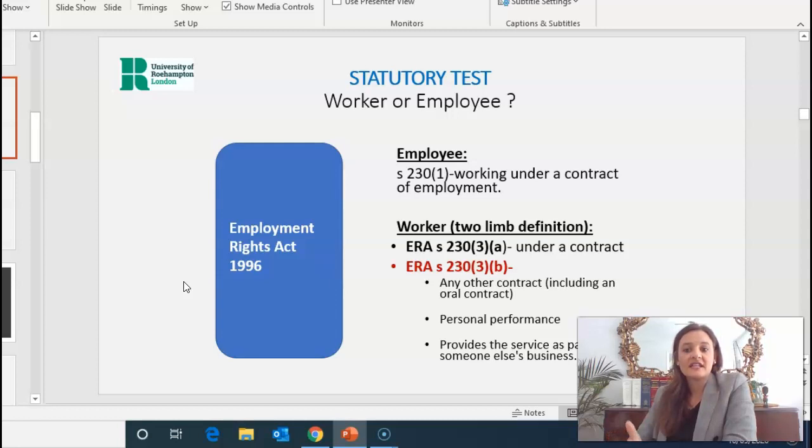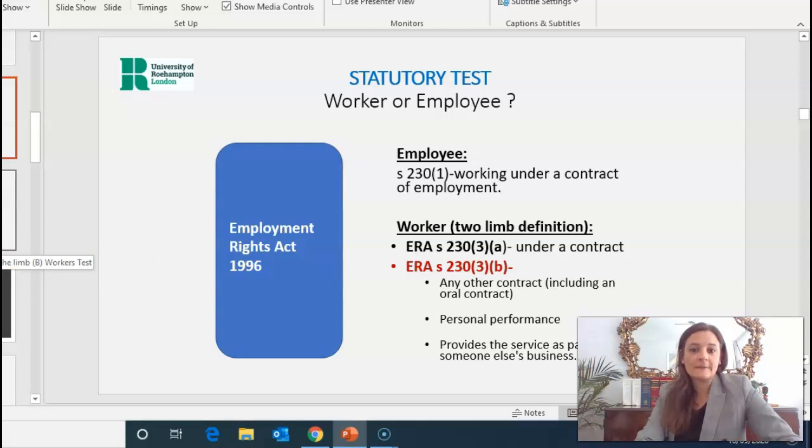And they provide the service as part of someone else's business. Again, that makes sense. So a Deliveroo person carries out that task or that service of delivering the food as part of Deliveroo's business. It's not their own personal business, right? You do need to be familiar with the legislation. So it's section 230, subsection 1 for employee, and it's subsection 3 for worker. And you have to understand these two limbs of the test. All right, that they must perform it personally, and that they do that as part of someone else's business, not their own. The case law has been developed around the interpretation of this statutory test.